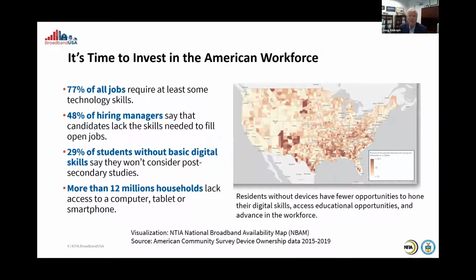This map highlights households in counties that lack a computer, smartphone, or tablet. The dark brown areas are counties where 30% or more of households do not have a computer, smartphone, or tablet in their home. The broadband divide in this country is significant, and it's one that the administration is now addressing.